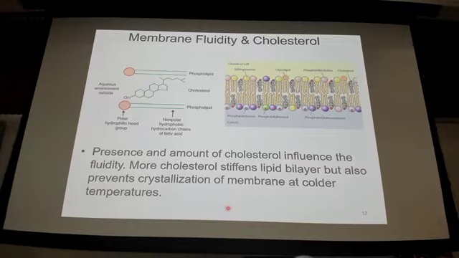And at low temperatures, it's a fat. So at low temperatures, fats clump up and they get hard. And so at low temperatures, these cholesterols that are embedded and intercalated between the phospholipids will help the phospholipids not stick and come together. Does that make sense?